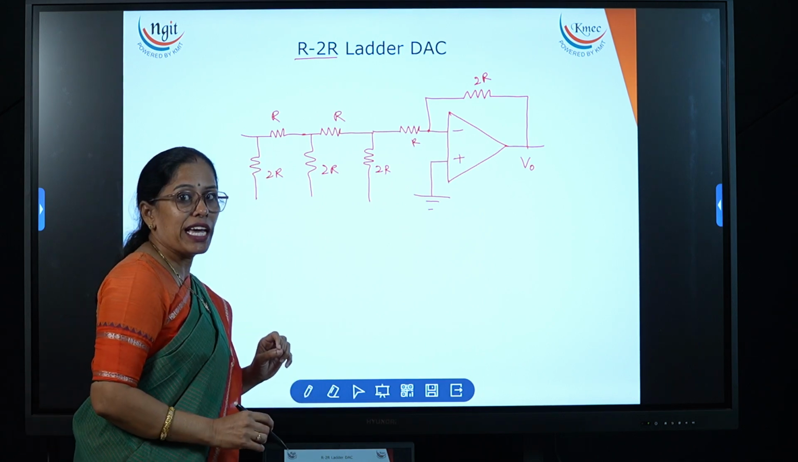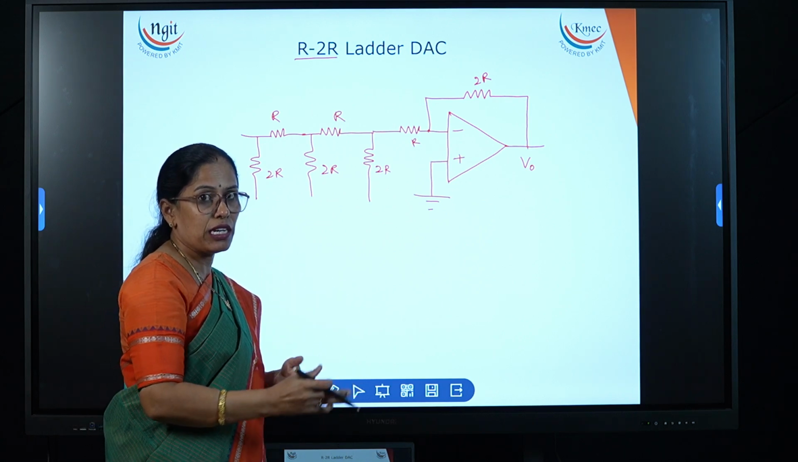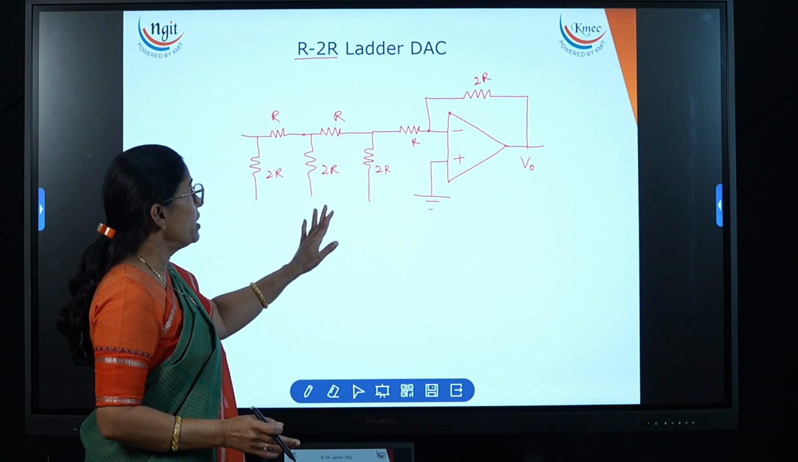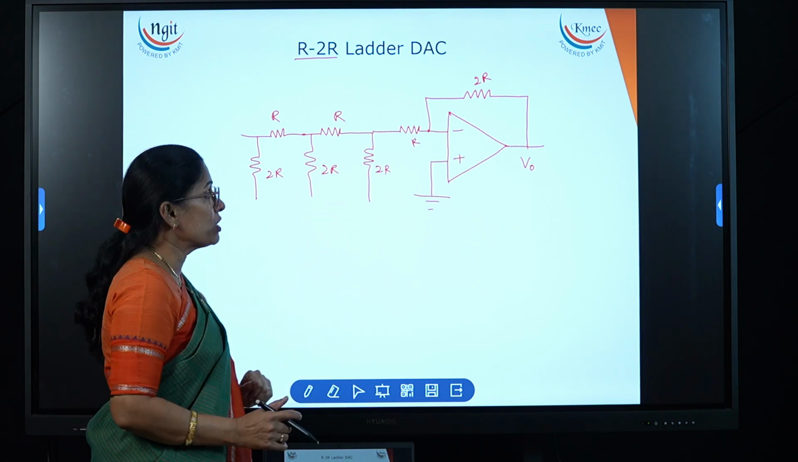But for easy calculation, I am explaining the 3-bit. If I take 4-bit, then the length will increase. That's why I will try to explain with the 3-bit. The same process you have to apply for 4-bit also.